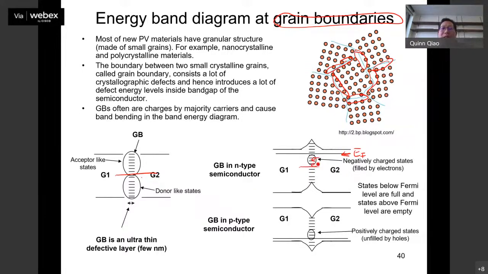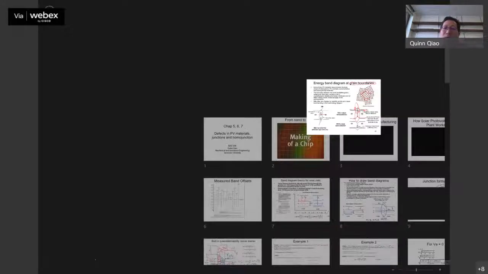When this is occupied by electrons, you can see at this interface you have extra electrons, right? When you have extra electrons, you push the potential up, okay? That's why when this is N-type, your plot is like this. When it is P-type, your plot is opposite, okay?